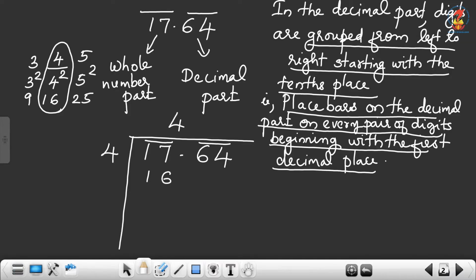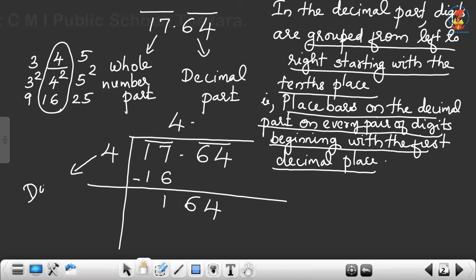Then 4 into 4, 16. Now subtract. Remainder is 1. Now next comes decimal point. Put decimal point in the quotient. Now bring the next pair down. So the new dividend is 164. Now double the divisor. That means double of 4. What is double of 4? Double of 4 is 8. Then you have to leave a blank on its right. Now find out the digit.